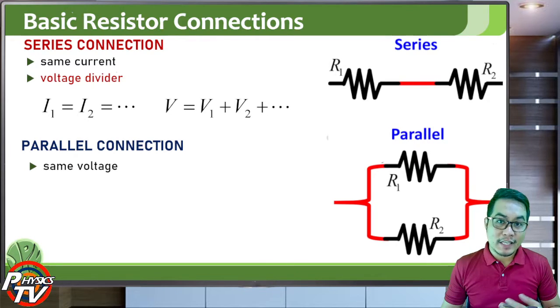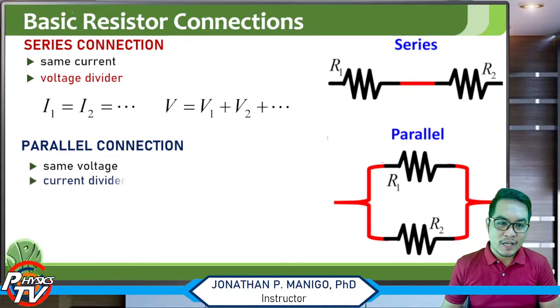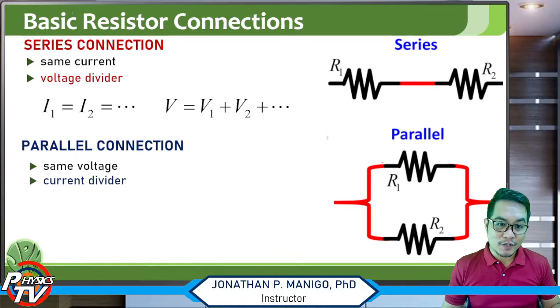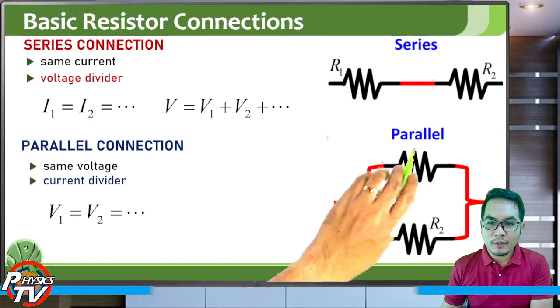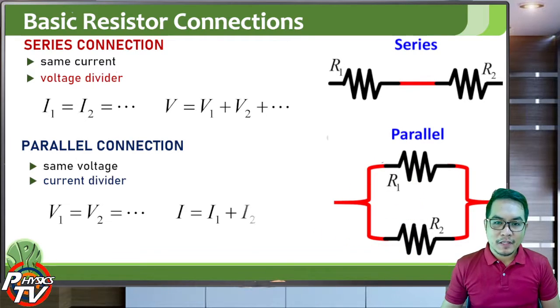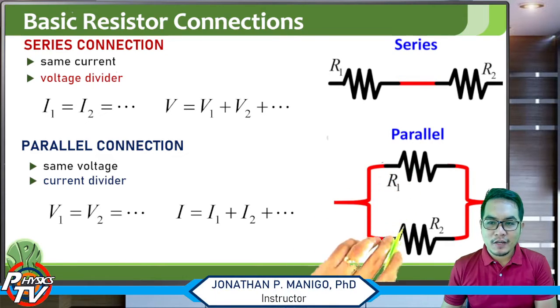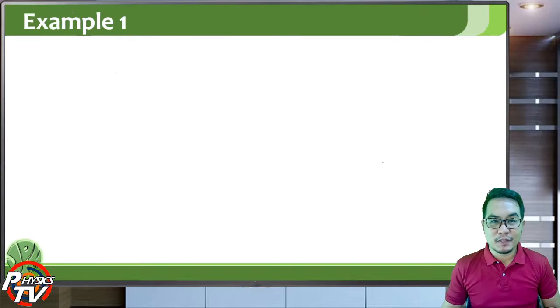Parallel connection, same voltage. Similar with capacitors, a parallel connection will have the same voltage, but the current is divided, in the same manner that charge is divided in a parallel connection of capacitors. So V1, the voltage of resistor 1, and resistor 2 are the same because they are connected in parallel, but their current is divided between R1 and R2. That is it. So let's now have an example.